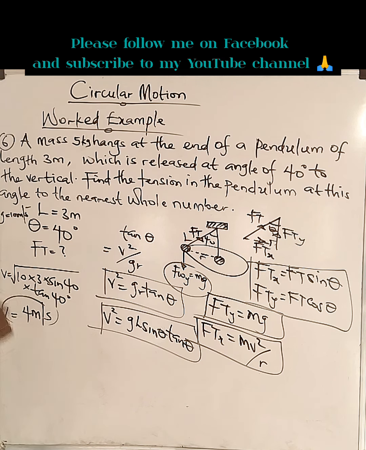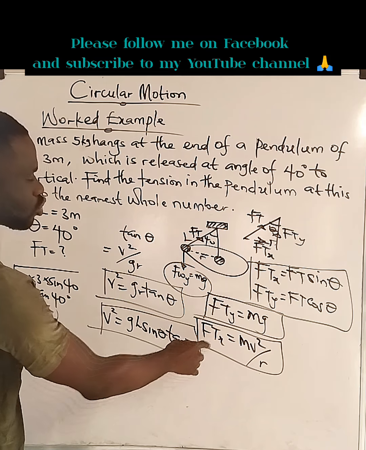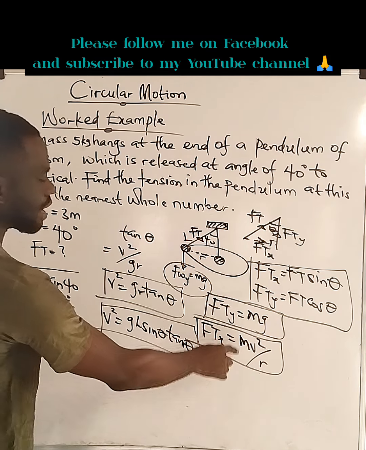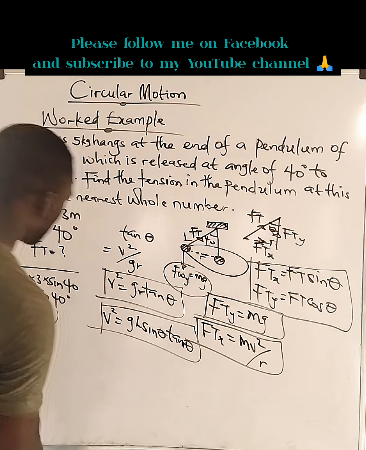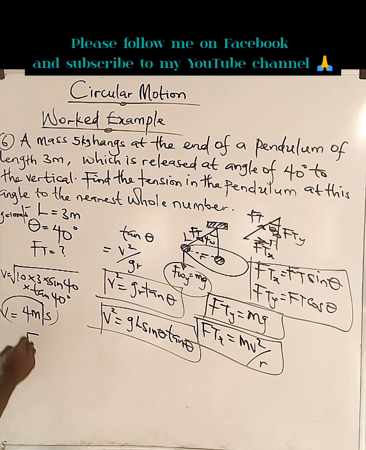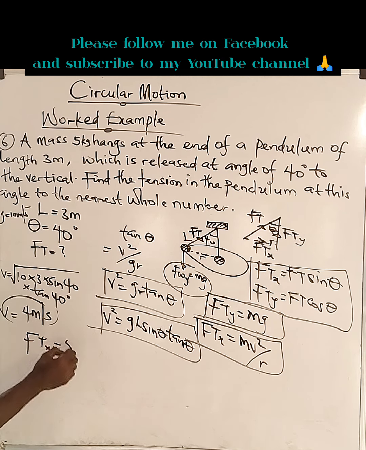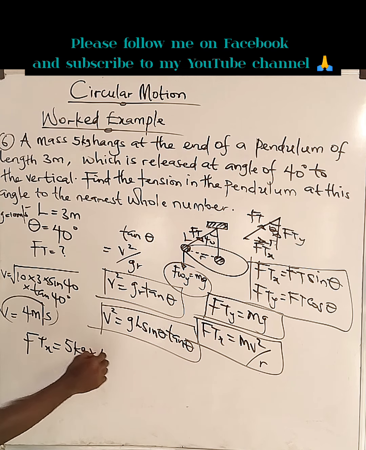Now, after we've gotten this velocity, quickly, don't forget we are using this. We want to use this first. So what's going to be the first force of tension along the x-axis? Force of tension along the x-axis is mass times velocity squared over radius. Now let's move on. Force of tension along the x-axis is equal to the mass. What's the mass? The mass we're talking about here is 5 kilograms. The mass is in its right unit, times velocity raised by 2, over the radius.